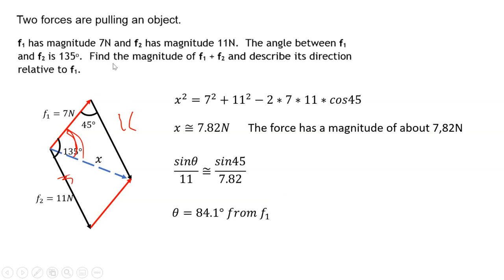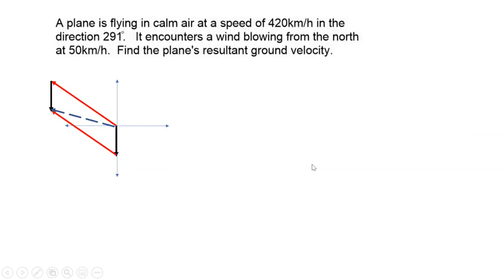I've gotten, it says find the magnitude of F1 plus F2, and that magnitude of F1 plus F2 is 7.82 newtons, and it's 84 degrees from F1. So that's one way to write it. All right, I think this is the last one. Let me just see here. Oh, well, no, let me go ahead and just set it up.